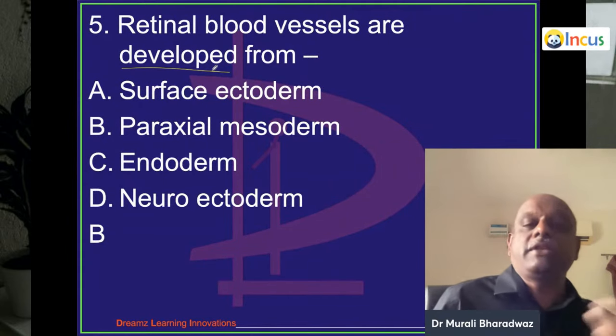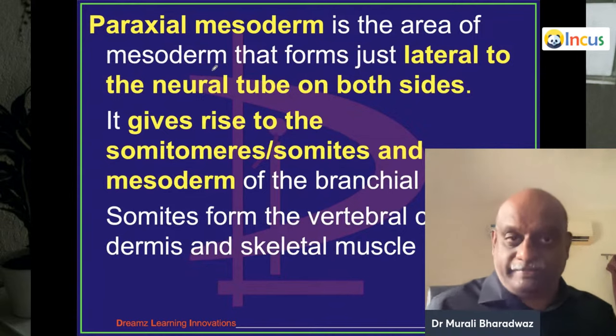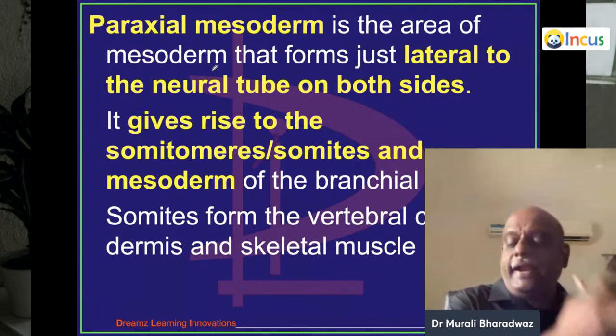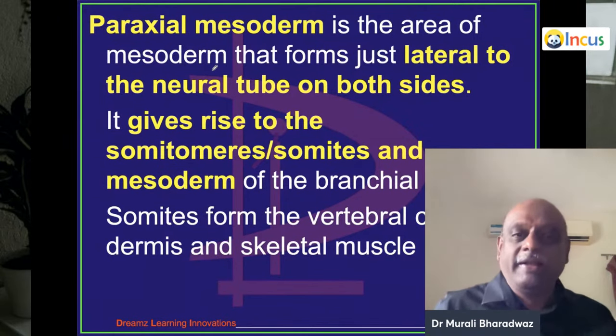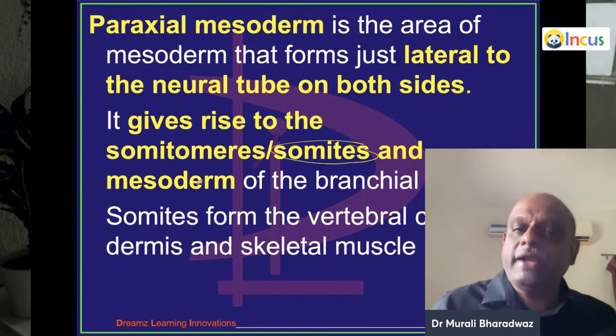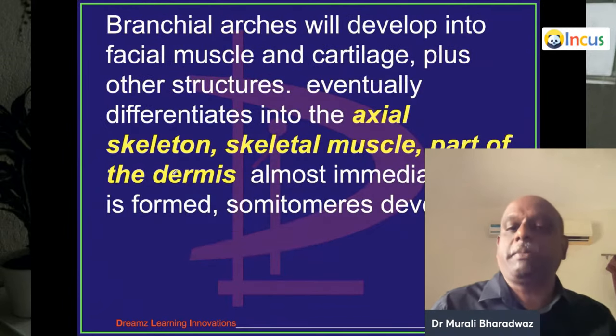From where are the retinal blood vessels developed? Paraxial mesoderm. It is the one just lateral to the neural tube on both sides, and it gives rise to the somites and mesoderm, is what you need to remember.